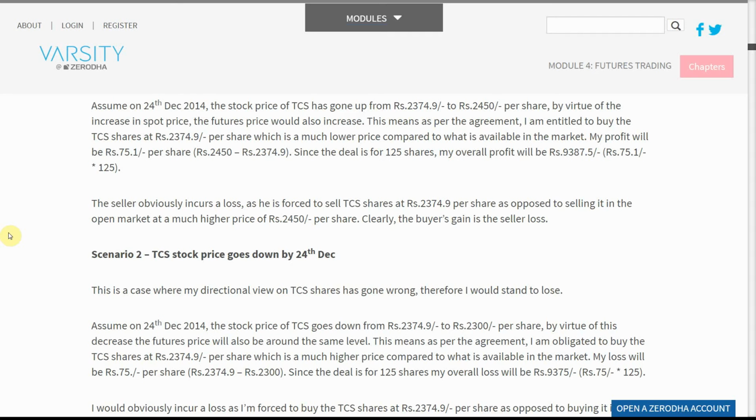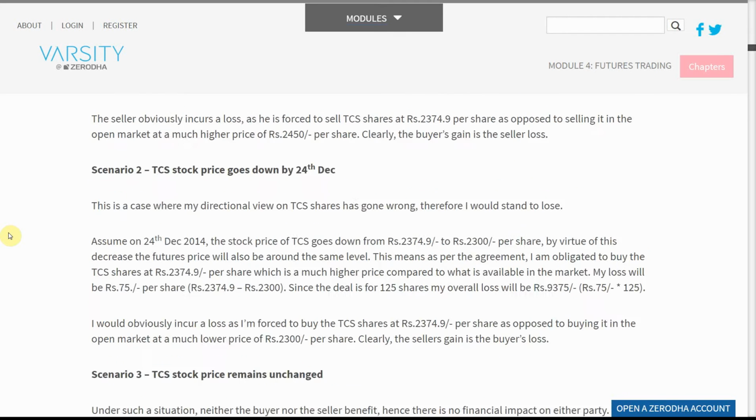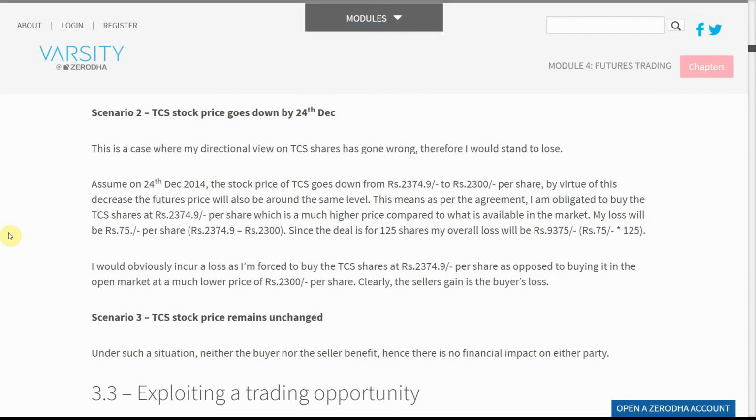Scenario 2. TCS stock price goes down by the 24th of December. This is a case where my directional view on TCS shares has gone wrong. Therefore I would stand to lose. Assume on the 24th of December 2014, the stock price of TCS goes down from 2,374 rupees and 90 paise to 2,300 rupees per share. By virtue of this decrease, the futures price will also be around the same level.